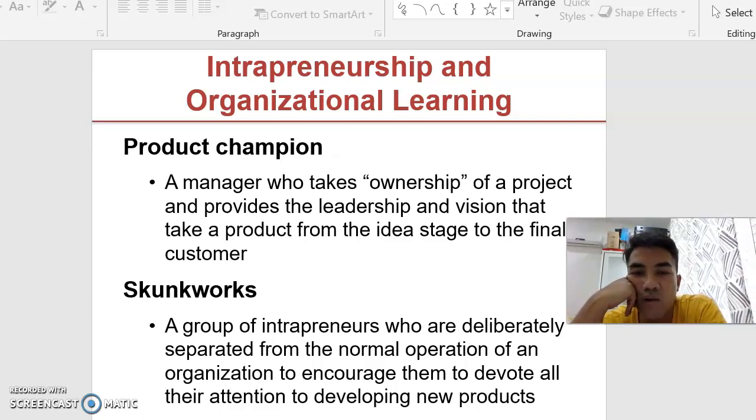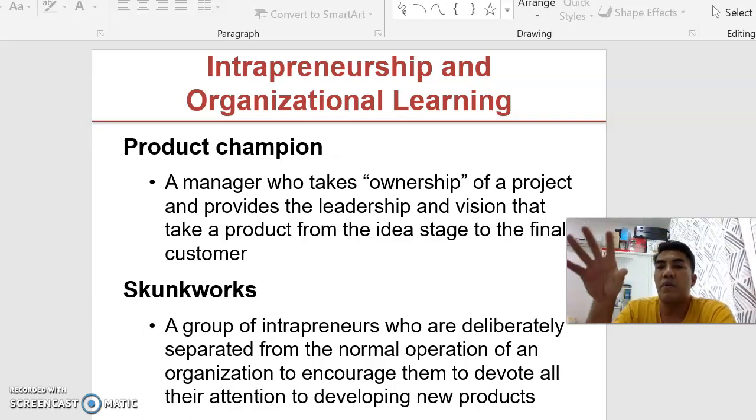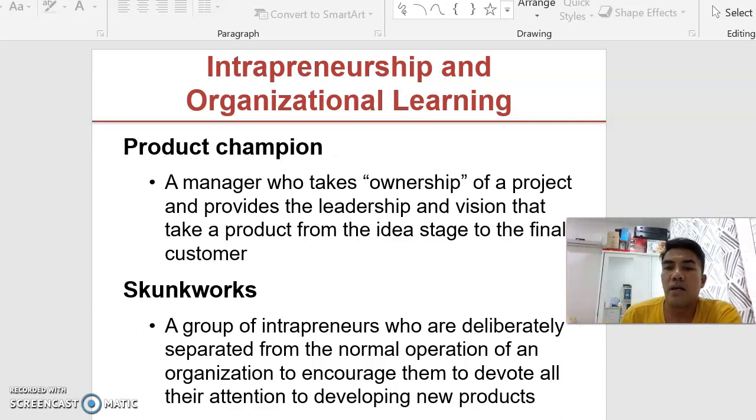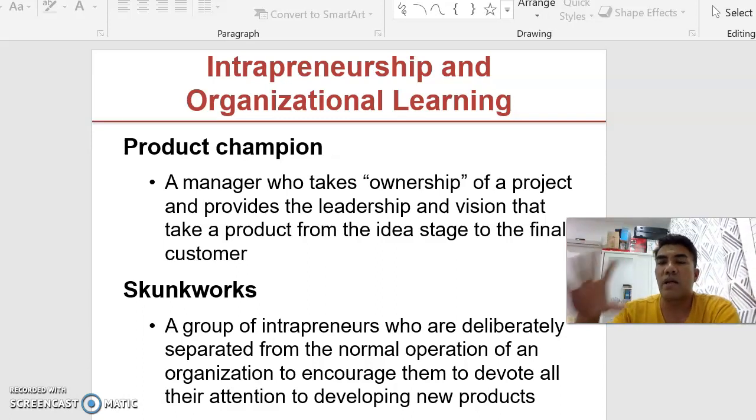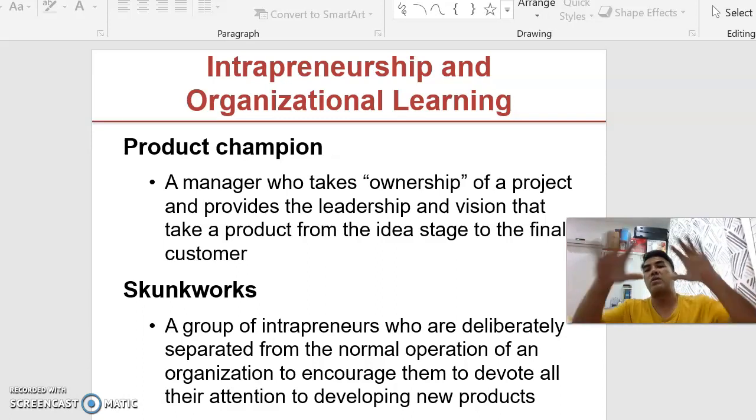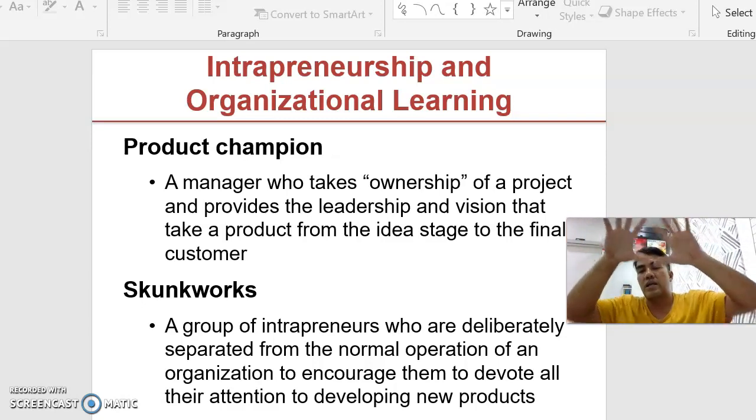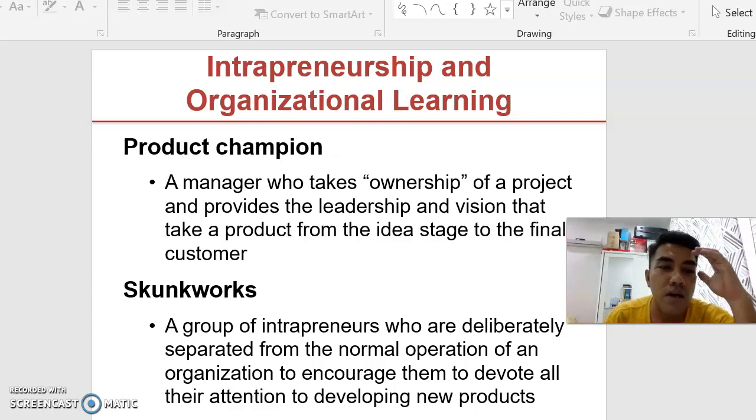And then skunk works: a group of entrepreneurs who are deliberately separated from the normal operation of an organization to encourage them to devote all their attention to developing new products. In many Japanese companies, they have developed these skunk works, or groups of individuals who are totally separated from the normal operation of the company, and these people work on special projects in terms of new product development and everything. So in this textbook, they call them skunk works.